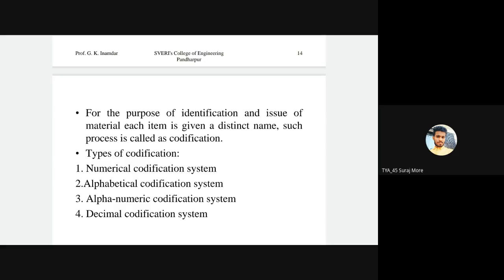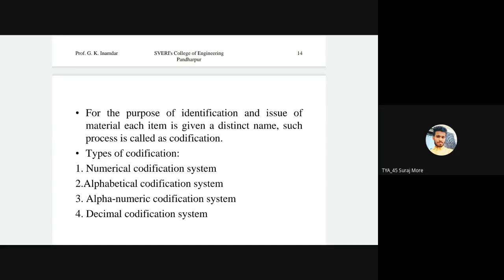Numeric codification is nothing but numeric values, 1 2 3 4 5 6 7 8 9 0. These are the numerical values. Now alphabetical codification is also there, A B C D. Alphanumerical codification is also there. Decimal codifications are there.